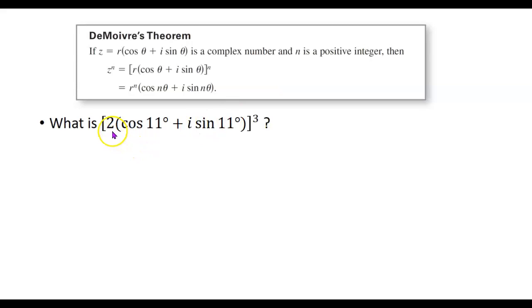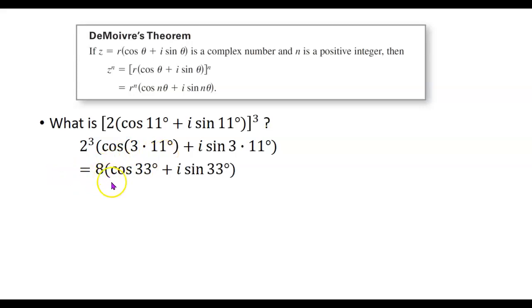So for example, what's 2 times cosine 11 degrees plus i sine 11 degrees to the third power? And of course, you could set it up just as multiplication. What's this number times itself times itself? Either way, you have 2 to the third power, and then the angle 11 degrees gets multiplied times 3. So we end up with 8 times the cosine of 33 degrees plus i times the sine of 33 degrees.